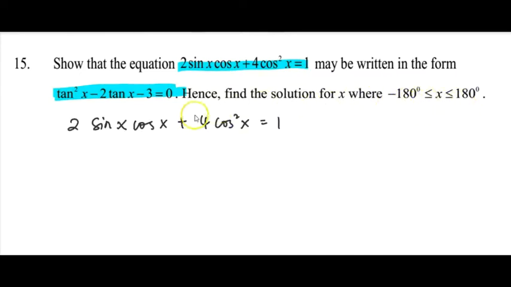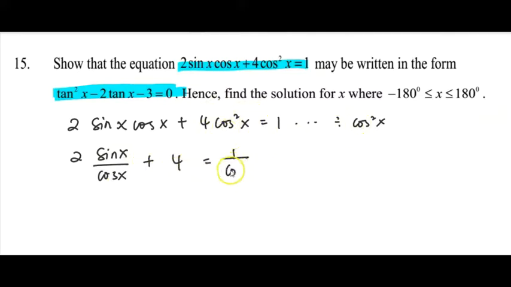Starting from the equation, I divide both sides by cos squared x, so that you will get 2 sine x over cos x, and for the second term you will get 4, and here you will get 1 over cos squared x for the right side. So 2 sine over cos can be written as tangent x, and then 1 over cos squared can be written as secant squared x.